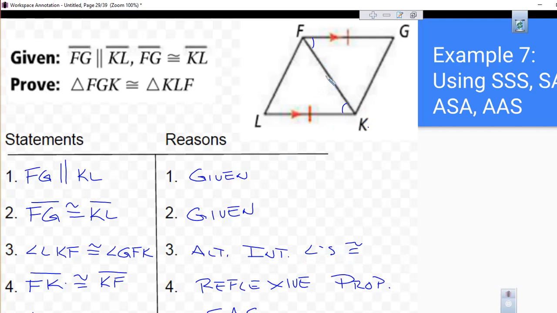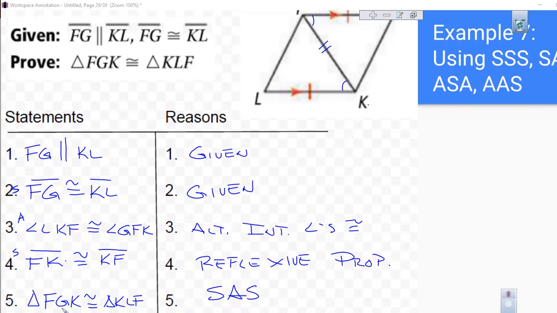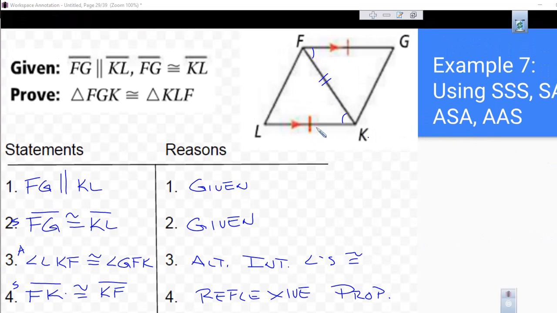Then we recognize that we have a line segment here, it's a part of both triangles, so FK is congruent to KF by the reflexive property. So right now we have a segment, side length, we have an angle measure, and this is a segment. So we have enough to prove our triangles congruent, so if we scroll down here, we got triangle FGK is congruent to triangle KLF, and it's going to be by side, angle, side. We have a side here, angle in between, and a side: side, angle, and side.